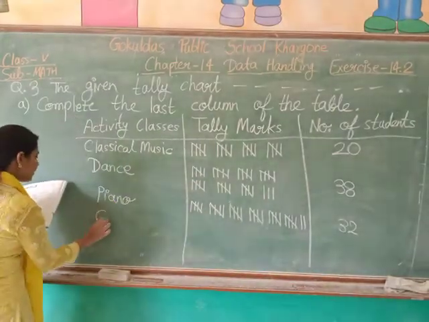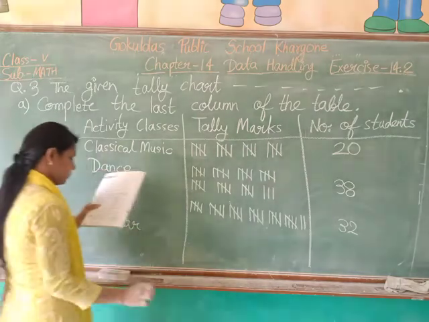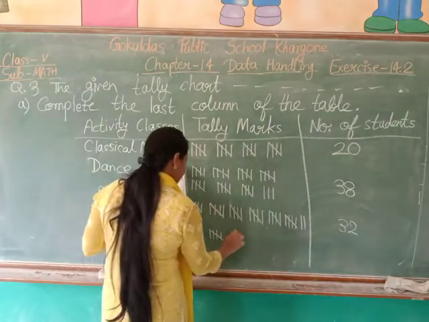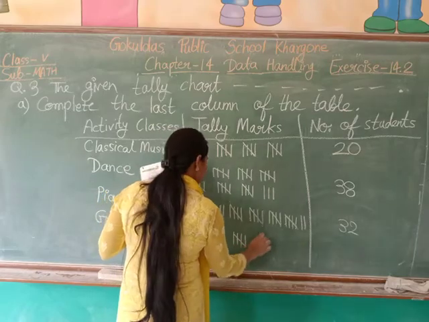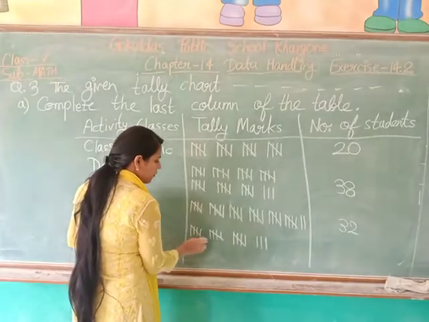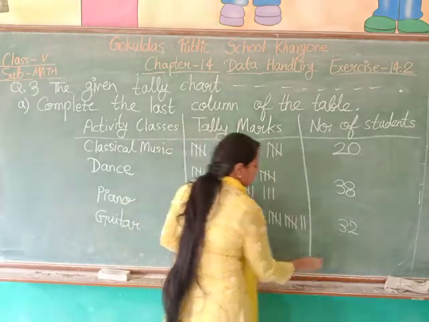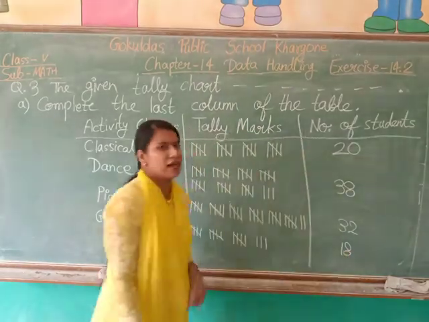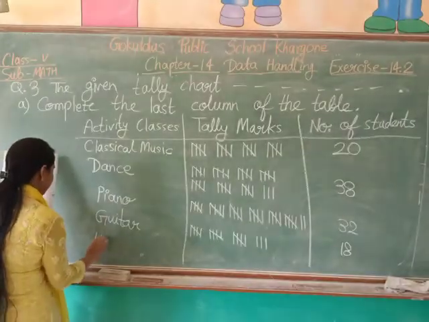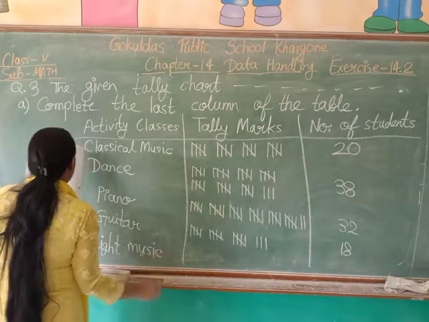Then the next activity is guitar. Now count the number of sticks. 1, 2, 3, up to 18. So how many students play guitar? 18. And the last activity is light music.